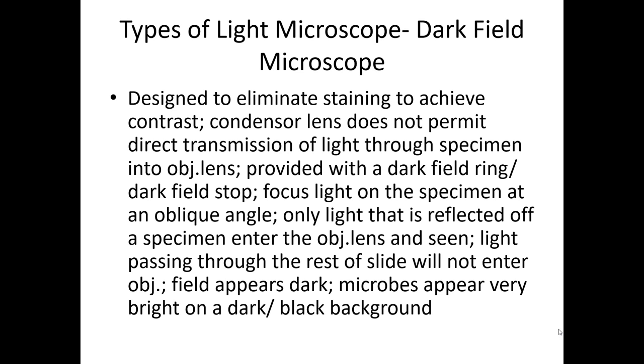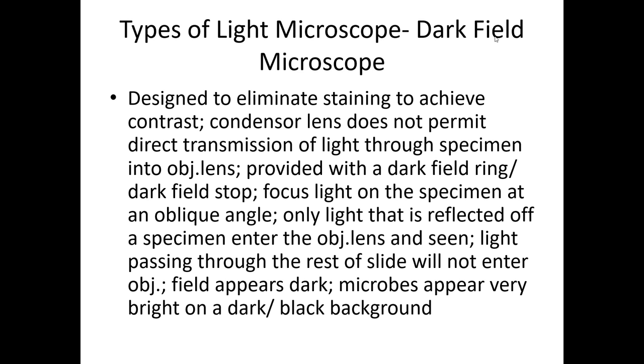Specimen is bright and background is dark. So in bright field microscopy, the field was bright, that is, the background was bright and the specimen was dark. Whereas here, specimen is bright and background is dark. Thank you, Shalini. Correct answer.